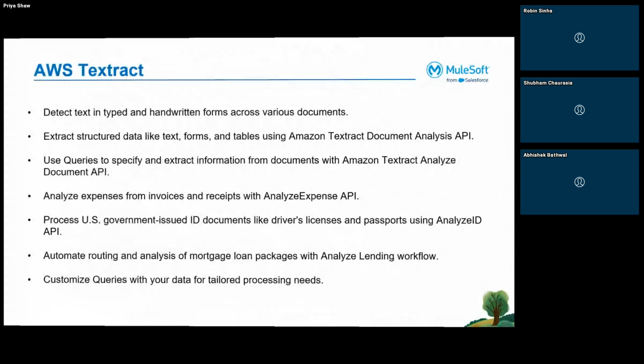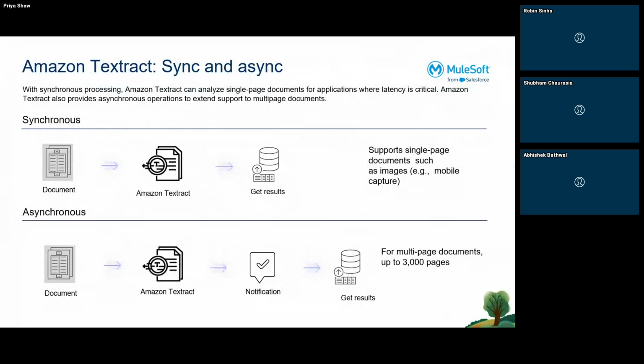Then there are two types of APIs which Amazon Textract is providing. One is synchronous. When you want to process documents one by one, you can make use of the synchronous API and get the result out of it. And if you want to process documents with a lot of pages, then you can go ahead with the asynchronous API of Textract, which processes your documents and notifies you at the end when it is processed.